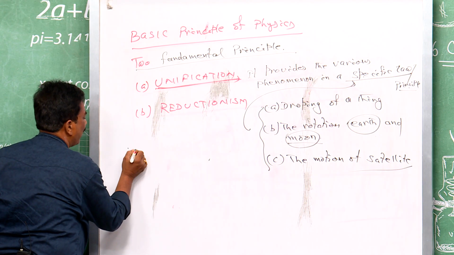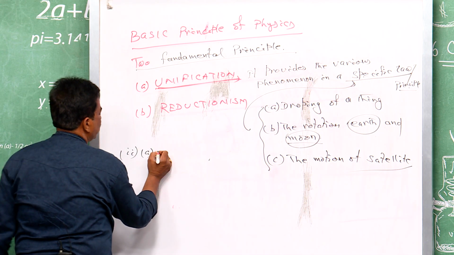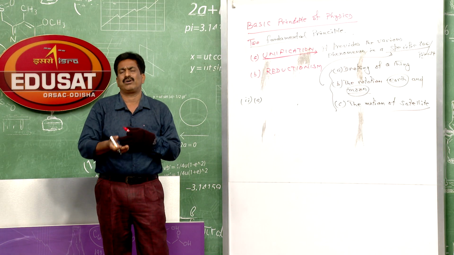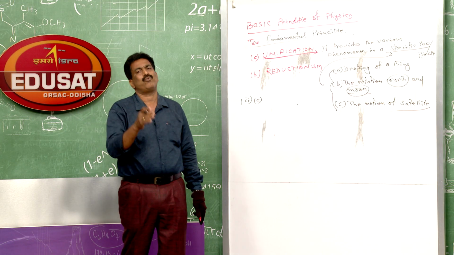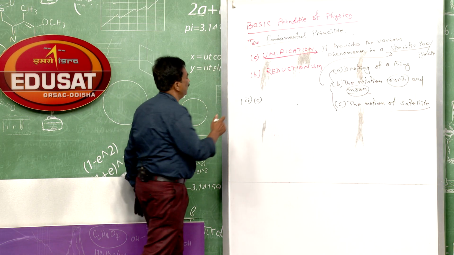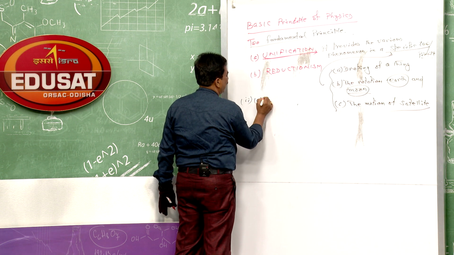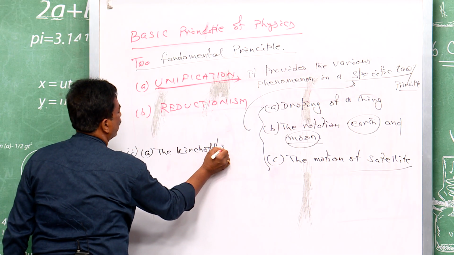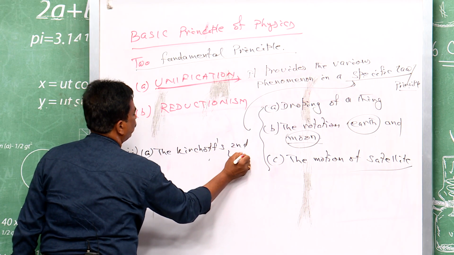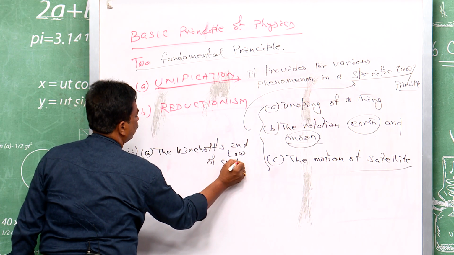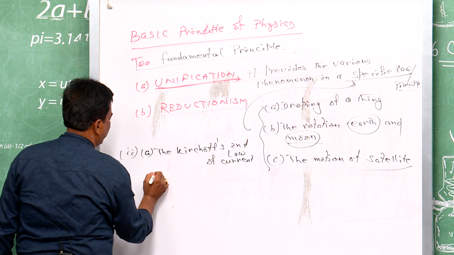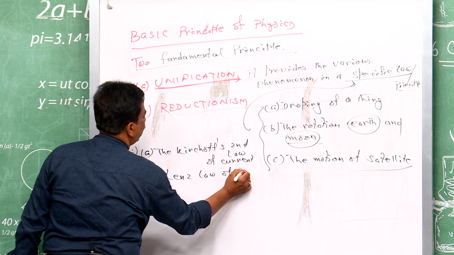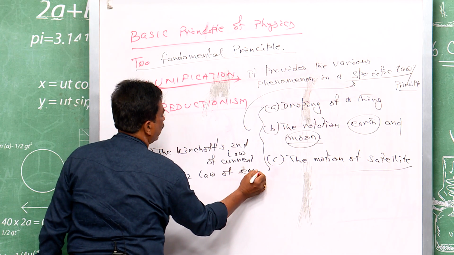Suppose I provide a second example. The conservation of energy. You know about the conservation of energy. Energy is neither created nor destroyed, but it is only transferred from one form to another. By that, you can write for the second one, Kirchhoff's second law of current. Next one is Lenz's law of electromagnetic induction, EMI.